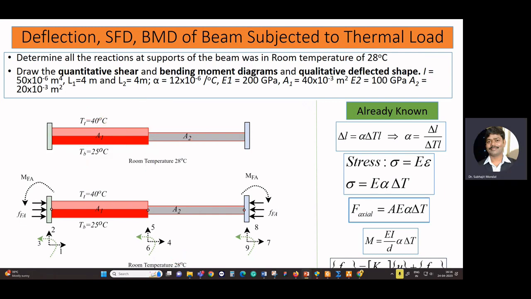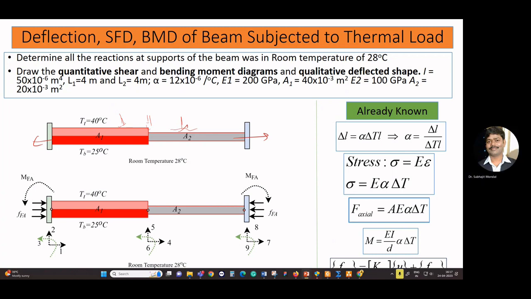Now here we are going to see how the beam is going to deflect and what the shear force and bending moment diagrams will be when the beam is subjected to only thermal loading. Here you can see there is no active loading acting on the beam. There is no UDL, there is no moment, there is no point loading. The temperature rise will cause axial deformation as well as bending deformations. So we're going to see how you can solve this problem.